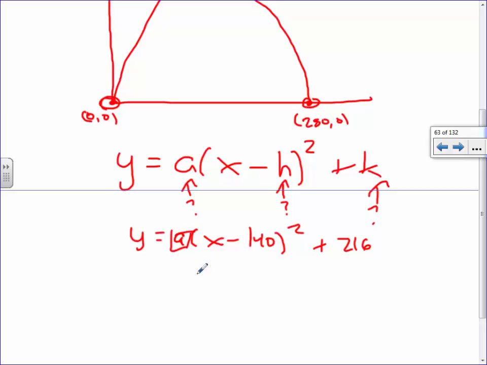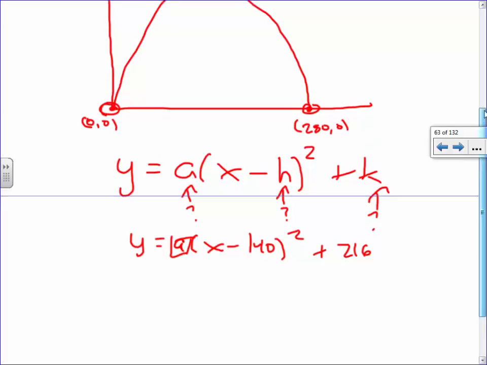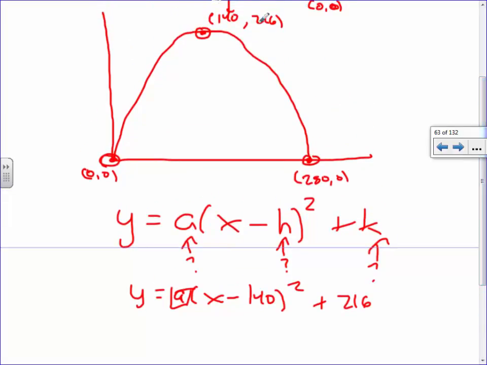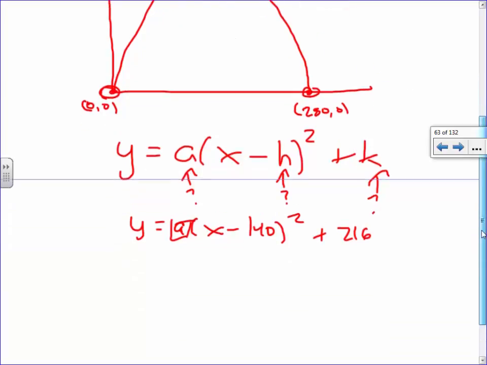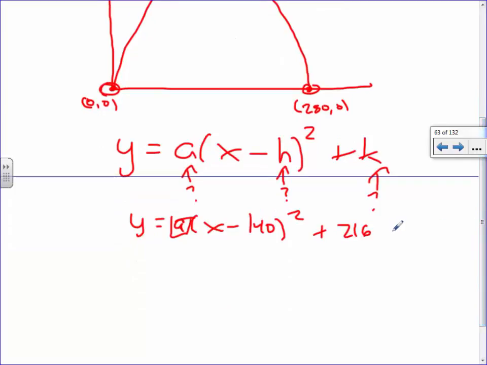Here's the thing, though. I do know xy pairs on the graph. I know that 0 can go with 0, and I know that 280 can go with 0, and I even know that 140 can go with 216. So I don't really care which point I use. I probably don't use this one, though. This one causes issues.